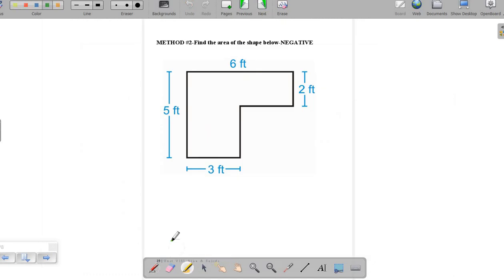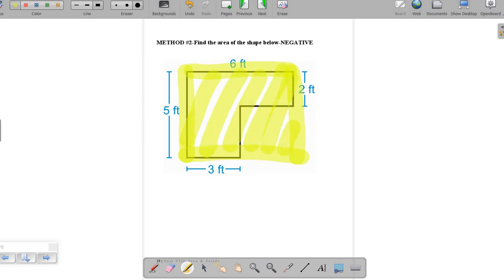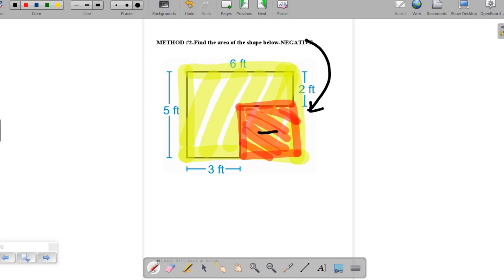Or you can visualize it like this. One giant rectangle, and then you're going to subtract out this negative space. Subtract out. That's why we call it negative. We're going to subtract out that negative space. So that's called negative.